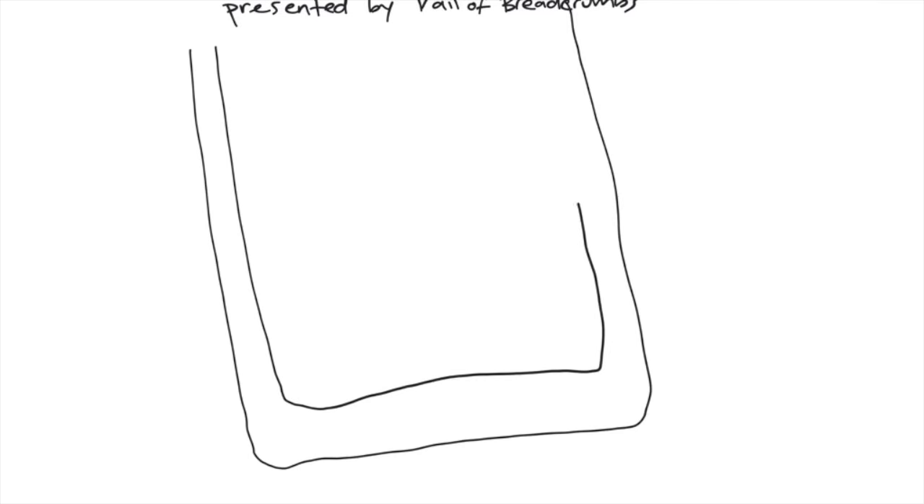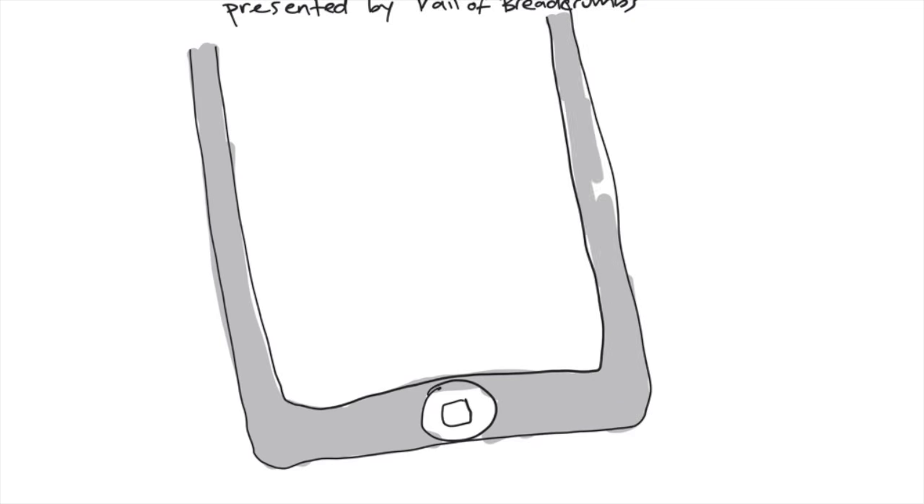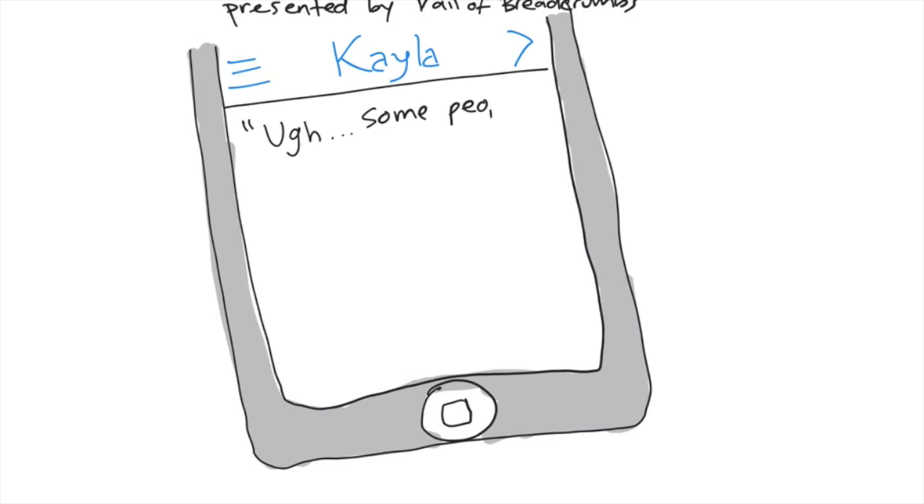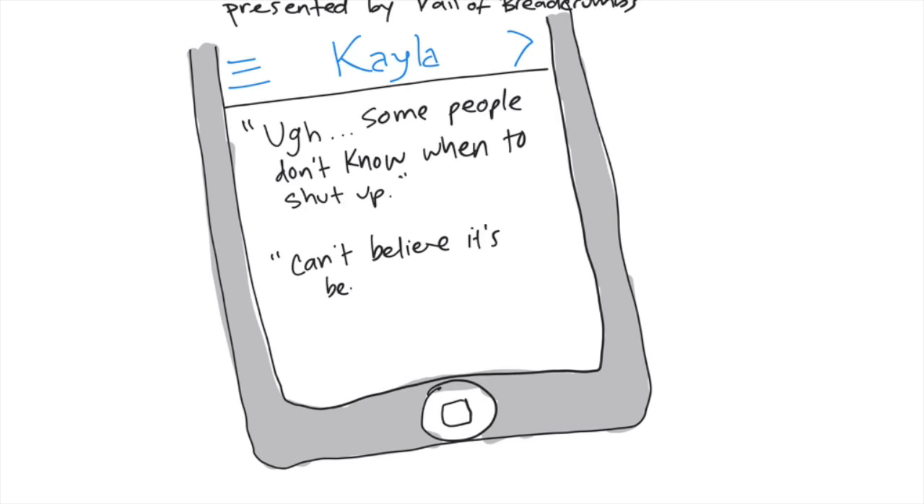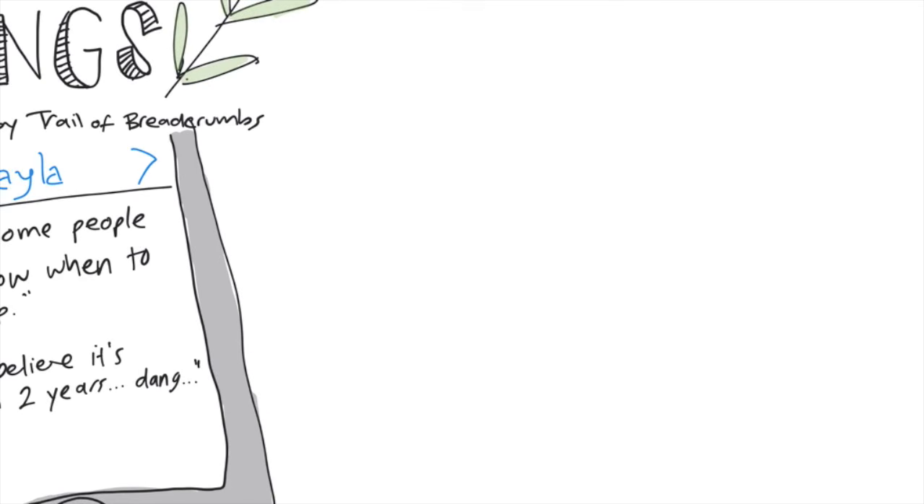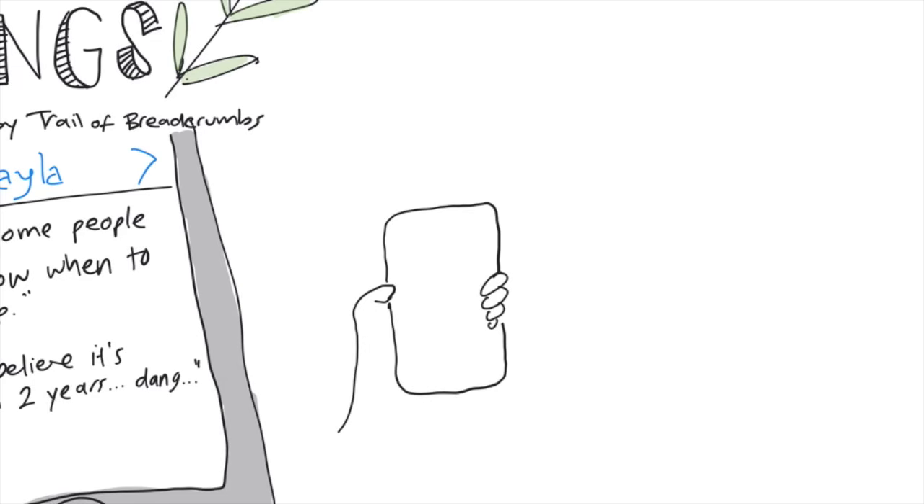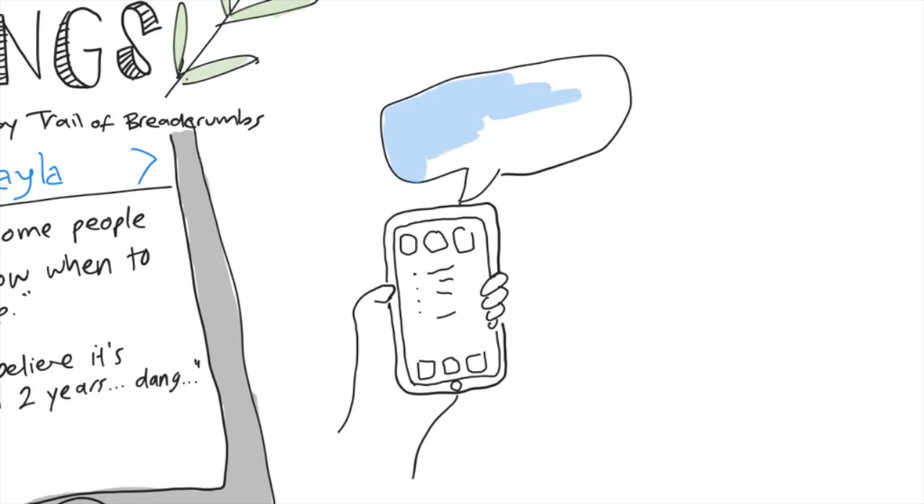So I'm sure you've found yourself in a situation like this where you get a Snapchat or a text from your friend and they're being extremely vague, but on purpose, just like this person. Ugh, some people don't know when to shut up. Or, can't believe it's been 2 years, dang. You look at your phone and you think, this person cannot be serious. They're being so vague and probably on purpose.